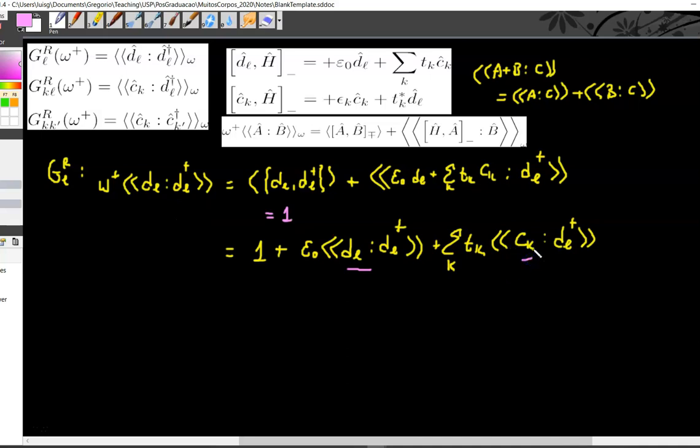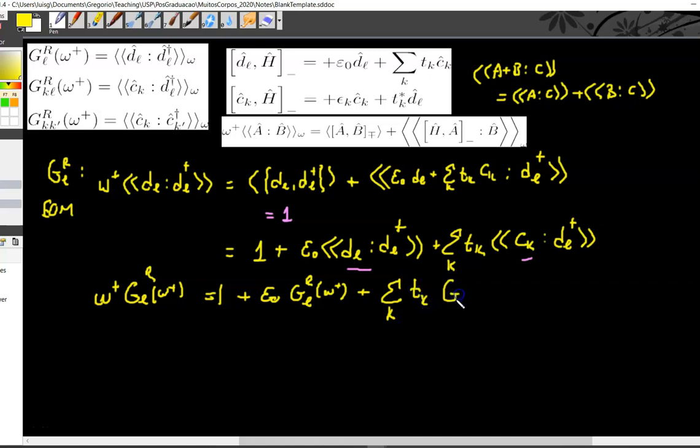And here is the off diagonal GKL, which is that. So it means that the equation of motion for GLR involves other Green's functions. So I get this GL, omega plus, retarded equals 1 plus epsilon 0 times GL omega, plus a sum over K, TK, GKL, right? So it's not closed yet, as in the earlier case.